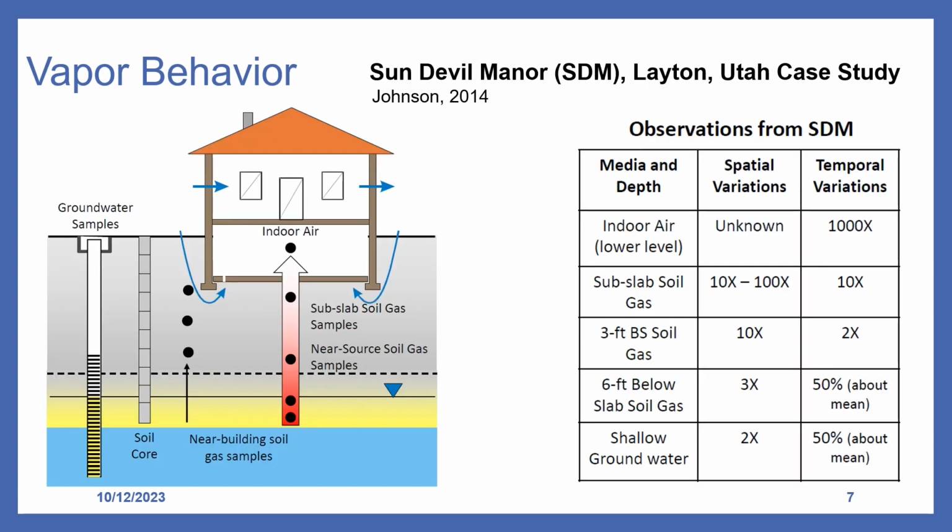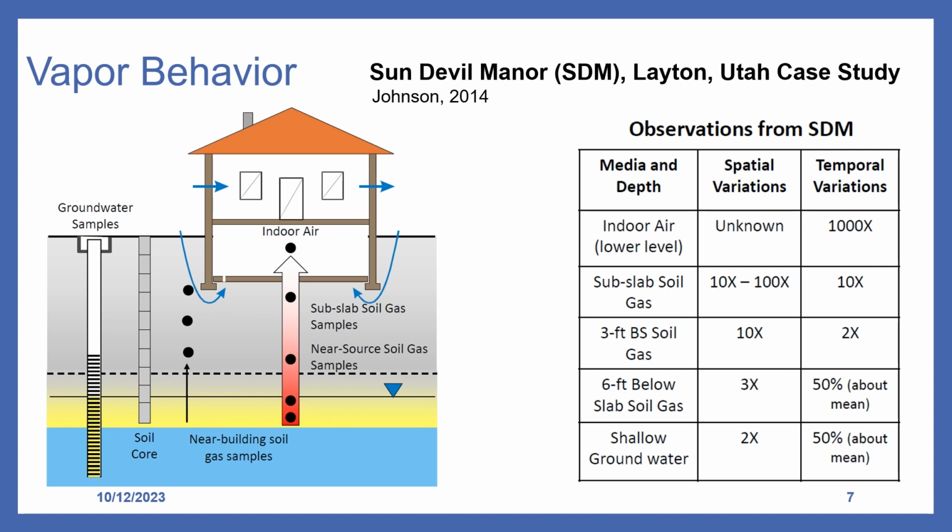To help demonstrate the dynamic nature of vapor behavior, this figure and findings are captured from a case study from the Sun Devil Manor residence overlying a shallow chlorinated hydrocarbon groundwater plume from the Hill Air Force Base in Utah. This residence was part of a multi-year study and monitored for just under a 3-year period under natural conditions. During this time, there was no mitigation or any remediation, nothing to influence vapor behavior.